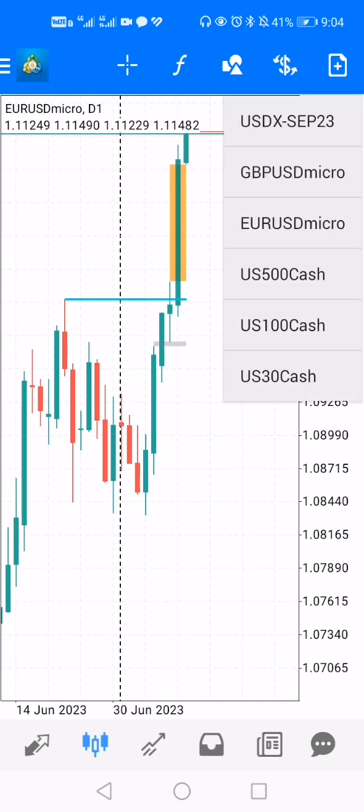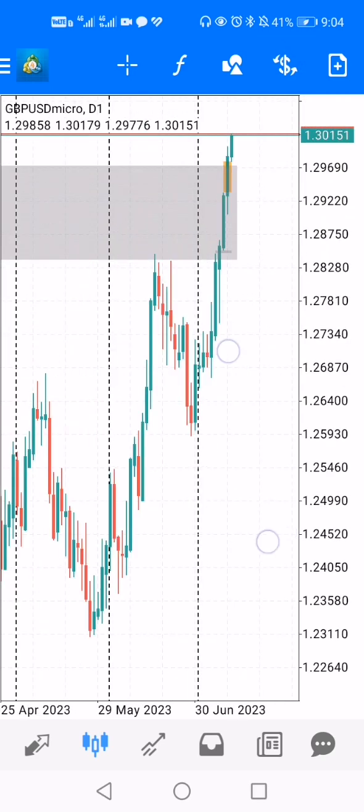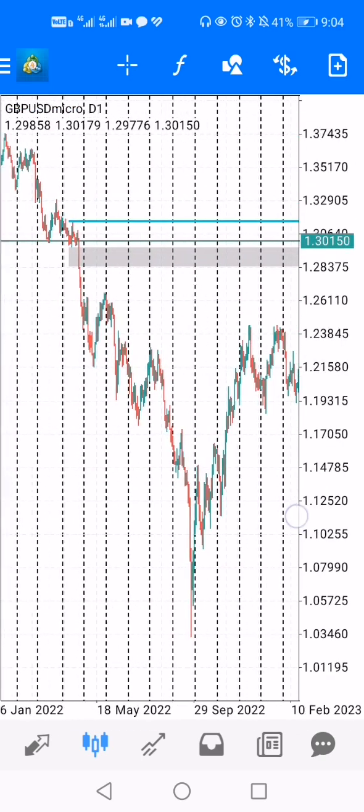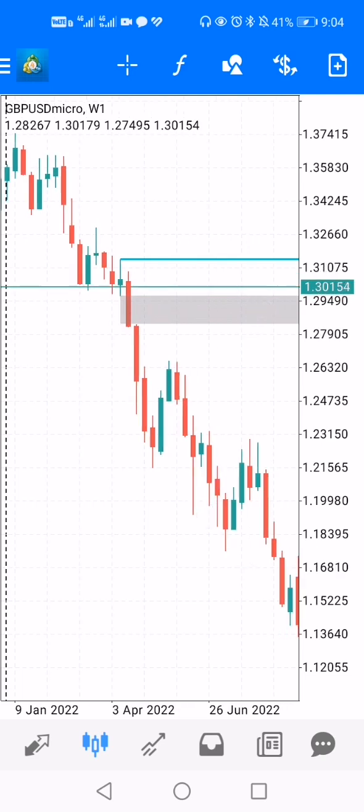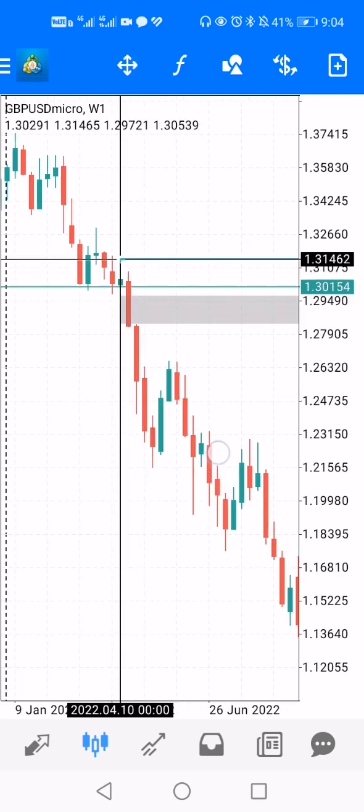Without wasting time, I'm quickly going into GBPUSD. And on GBPUSD, I can also see on the weekly chart that there is a level over here that is a potential level for price to trade into.